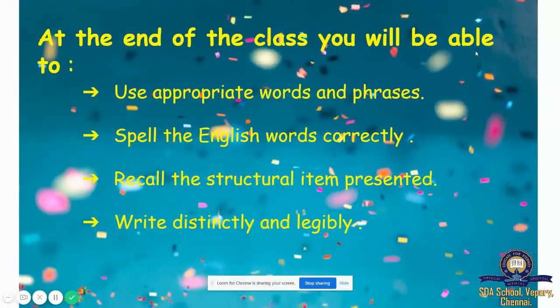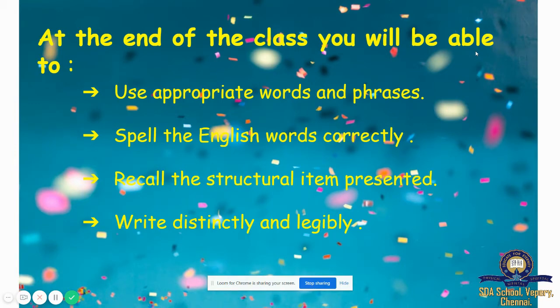So, at the end of the class, you will be able to use appropriate words and phrases, spell the English words correctly, recall the structural item presented, write distinctly and legibly.